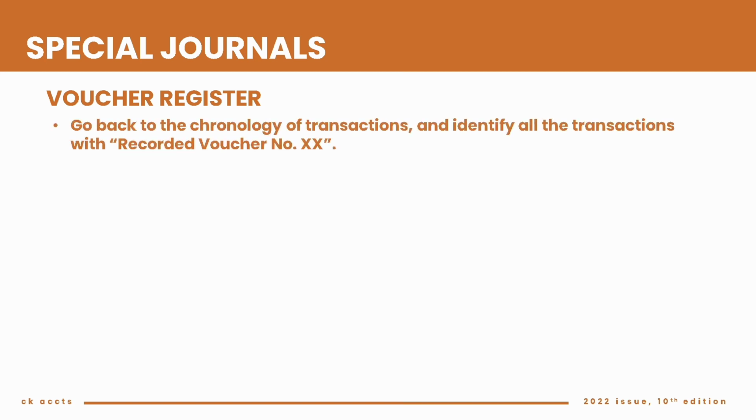Okay? So for our voucher register, we have to go back to the chronology of transactions, and we have to identify all the transactions with recorded voucher number XX. Okay? So, pag may nakita kayong transaction na nakalagay ay recorded voucher number blah blah, or kaya kahit recorded voucher lang, ibig sabihin, that transaction should be recorded in voucher register. Okay? And yan lang yung pinaka-point na maibibigay kong tip sa inyo on how to identify the transaction needed to record in this voucher register. Kasi yan lang yung working talaga.